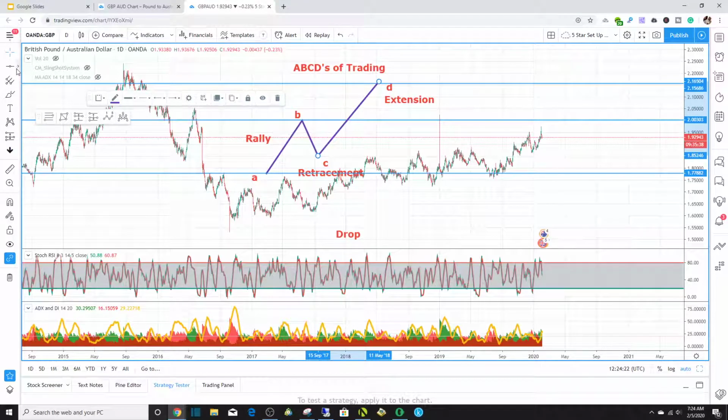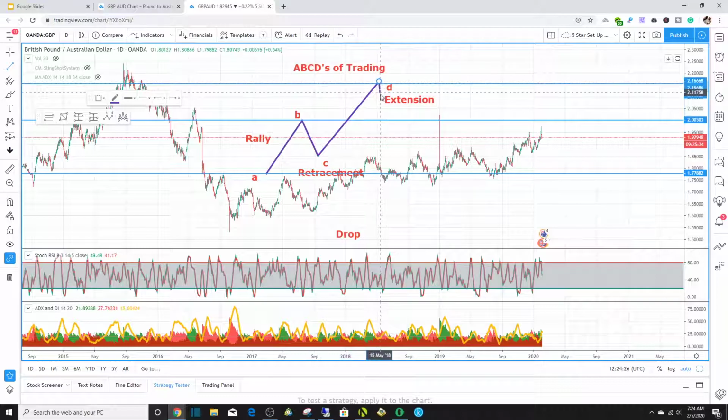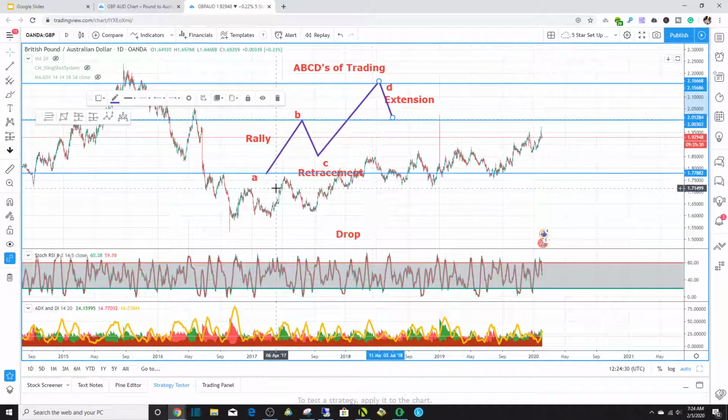Now, the only difference from there is when you go down and make the move again, and let's say that was the C, and we have a trend line that goes down, when it retraces again, now C and D turn into A and B, and this new retracement will be the C retracement, and then after that it will extend out to new highs.